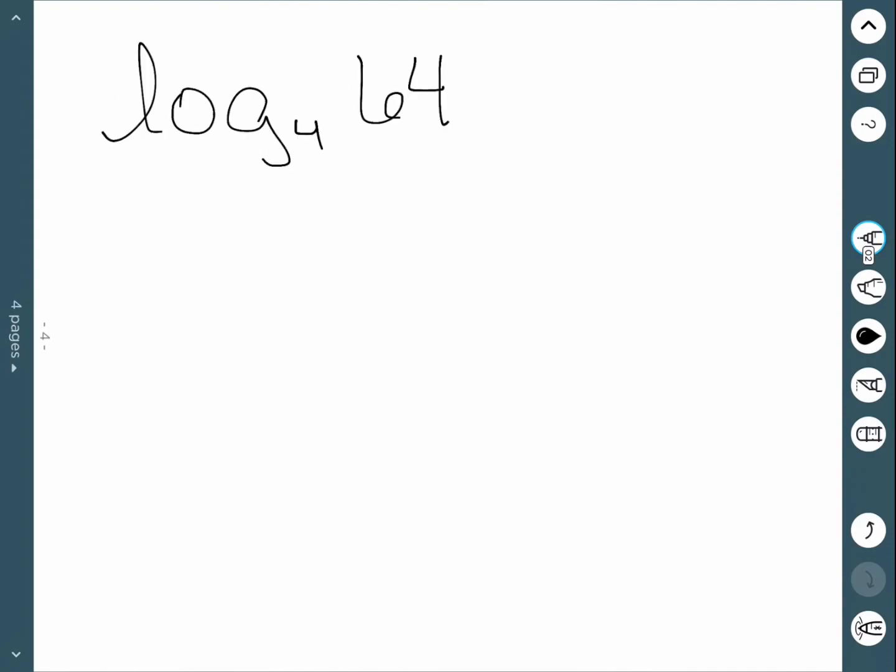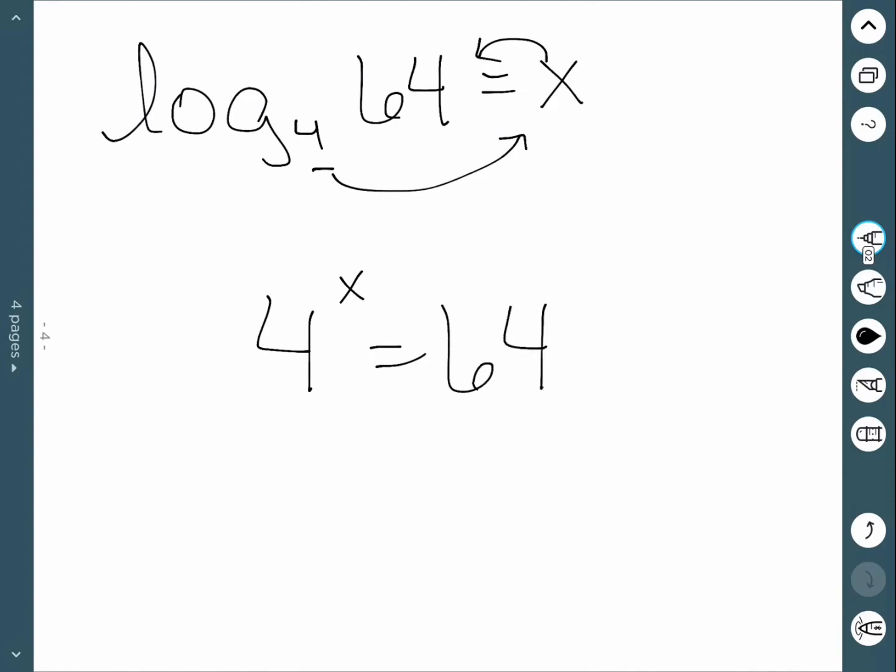Log base 4 of 64. If we say this is equal to x, we would have 4 to the x power is equal to 64. So 4 to what power is 64? Well, we know that it's not 2 because 4 squared is 16. Well, what about 3? 4 times 4 is 16, times 4 is 64, so 3. In this case, x is 3.